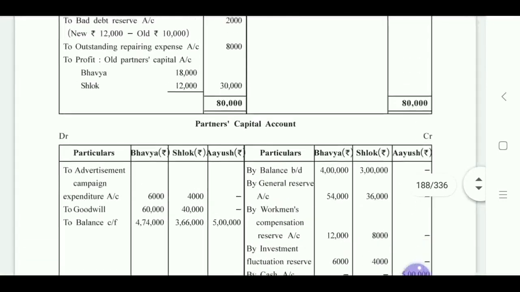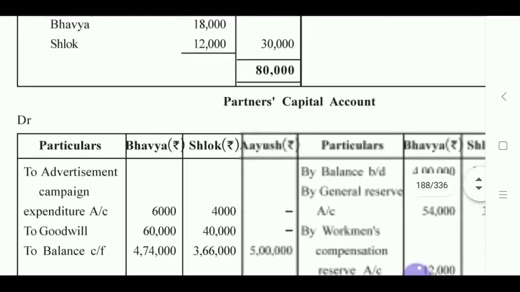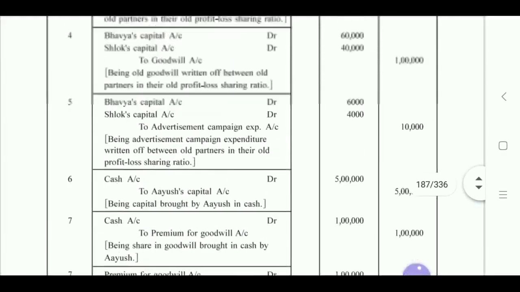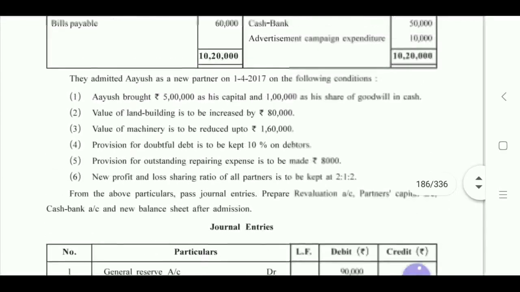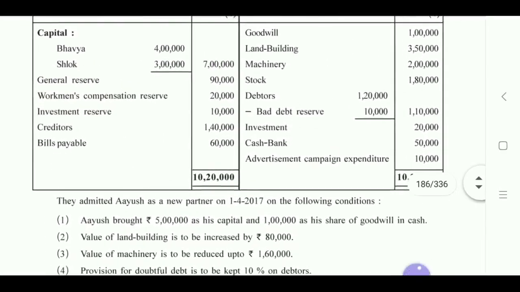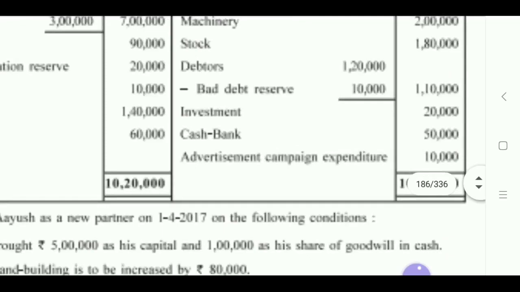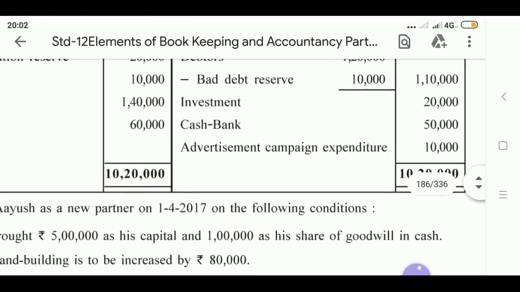Yes. So as I said, I have not explained this concept, advertisement campaign expenditure. Let me quickly explain that first. I forgot in a hurry, maybe. Advertisement campaign expenditure. This is to be written off among the partners. This is an expenditure, 10,000. This is on debit side.